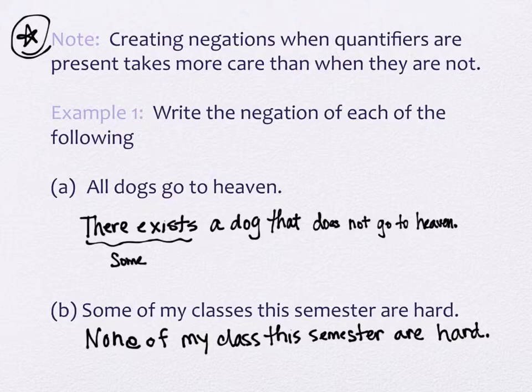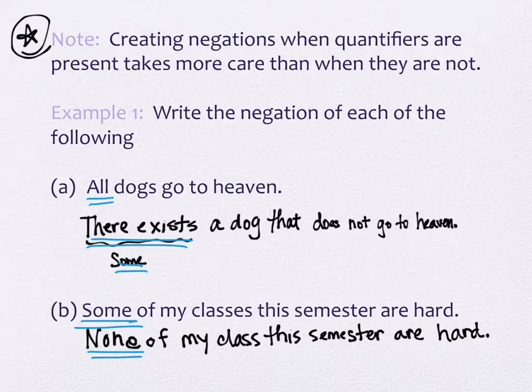Notice what changed. This is an existential quantifier, right? Some. And it changed to a universal quantifier, none. This is a universal quantifier, all. And it changed to an existential quantifier, there exists, or some. Okay? That always, see I used the existential one, it always works like that. When you do a negation, you're trading one type of quantifier for the other one. So if you haven't traded that, you've made a mistake.